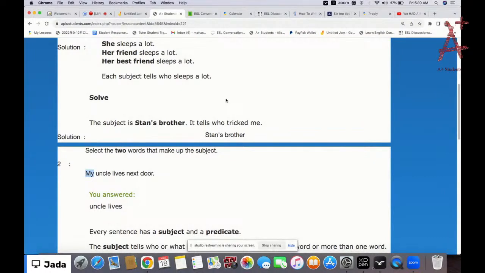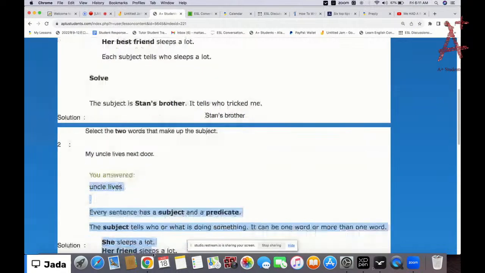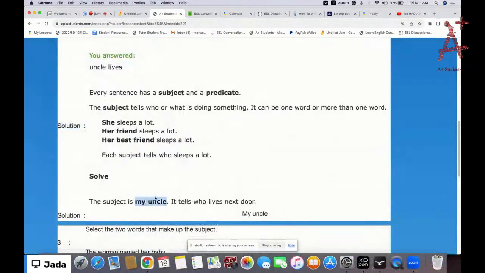So the next is: select the two words that make up the subject. My uncle lives next door. So who lives next door? Who's the subject here? You have to select the two words. So it's going to be my uncle. My uncle tells who lives next door. All right.